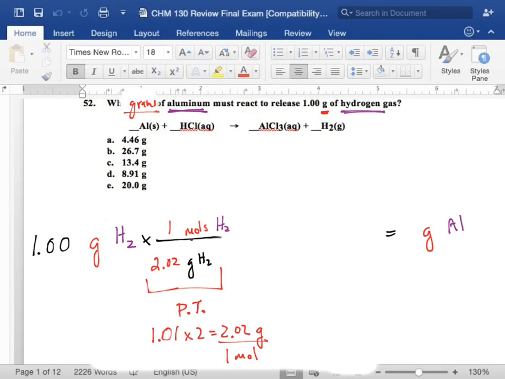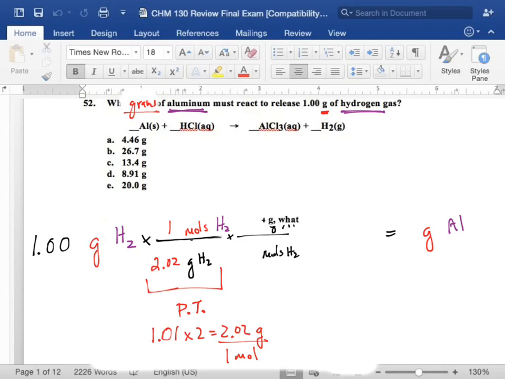What unit would I now have? Moles of H2. Is moles of H2 the same as grams of aluminum? No. What do I have to do? I have to do a conversion. Ideally, moles of H2 to grams of aluminum. Is that a valid numerical relationship? No.